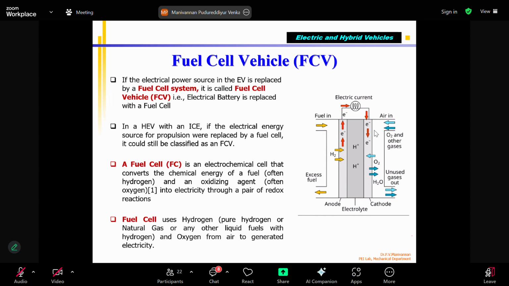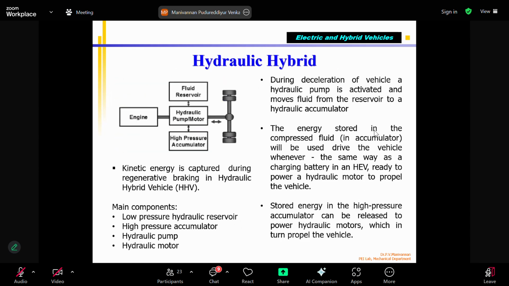And the last part of this. Before we close the hybrid configuration layouts, advantages and disadvantages, which we have discussed for 6 to 7 hours, I want to show that there are another two types, but both are similar to this. One is fluid based, correct? Energy stored as a fluid. The first one is the hydraulic hybrid.